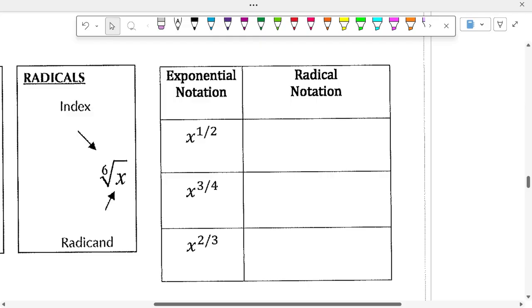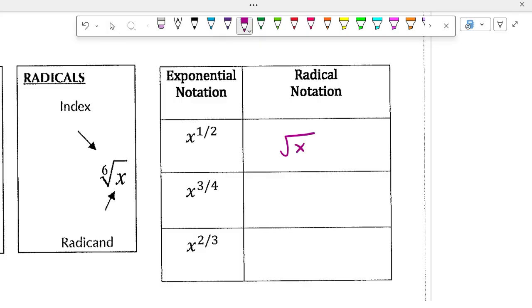All right. So, x to the 1/2, we already know is going to be what? How do I change x to the 1/2 to be a radical? So we know we're going to have a radical with an x underneath it. What's going to go here? 2. What's going to go here? 1.